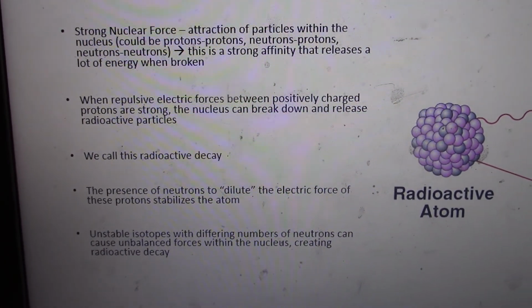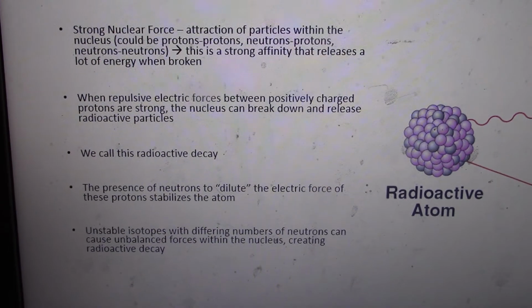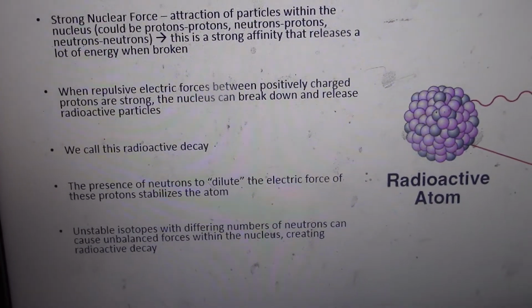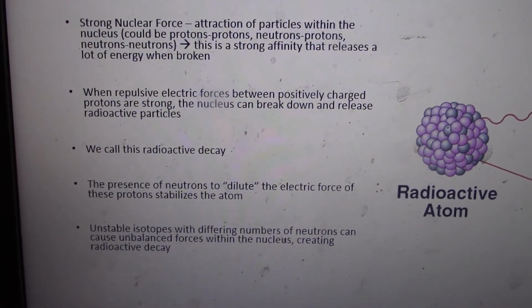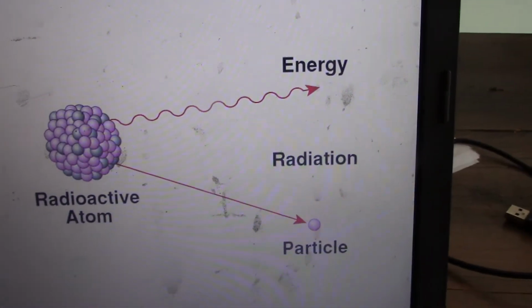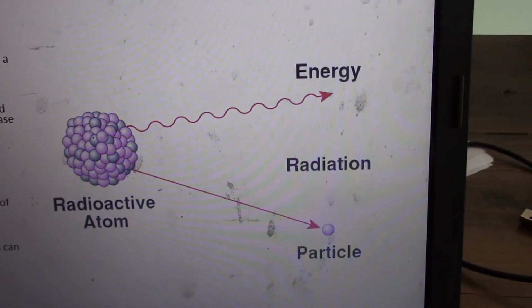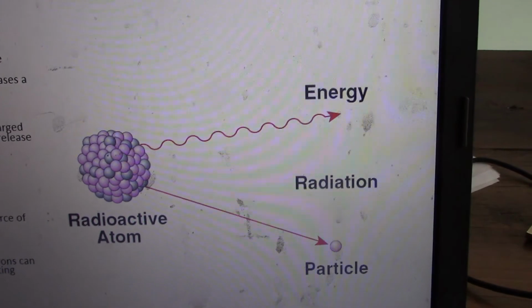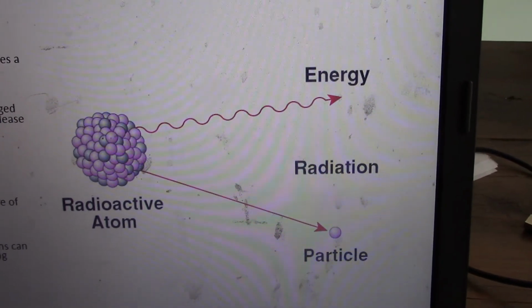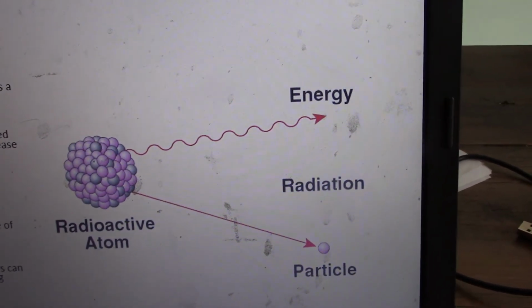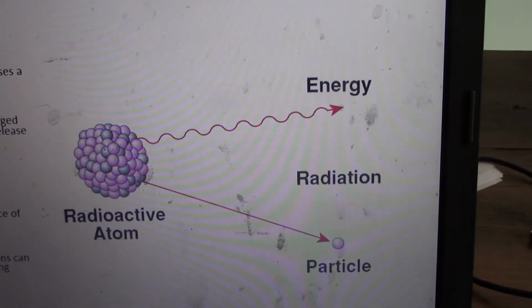So when repulsive electric forces between positively charged protons are strong, the nucleus can break down and release radioactive particles. And we call this radioactive decay. So really what's happening is when we destabilize the nucleus of an atom, we'll release particles, and some of them will be converted straight into energy.